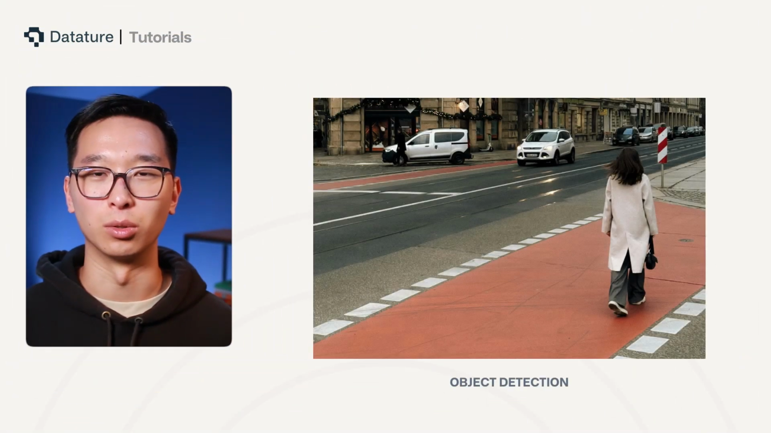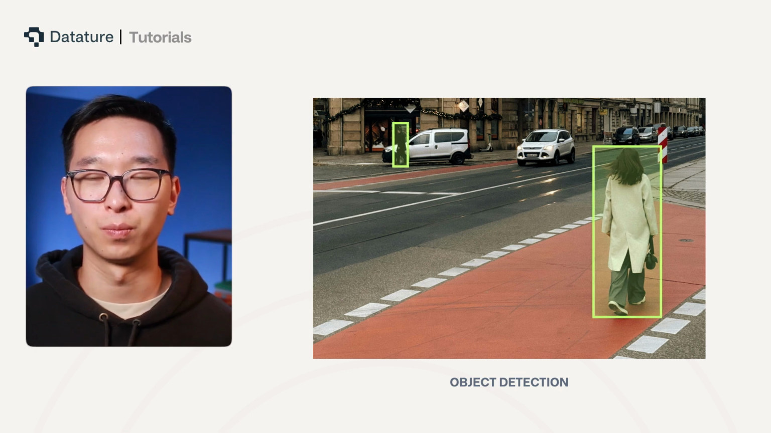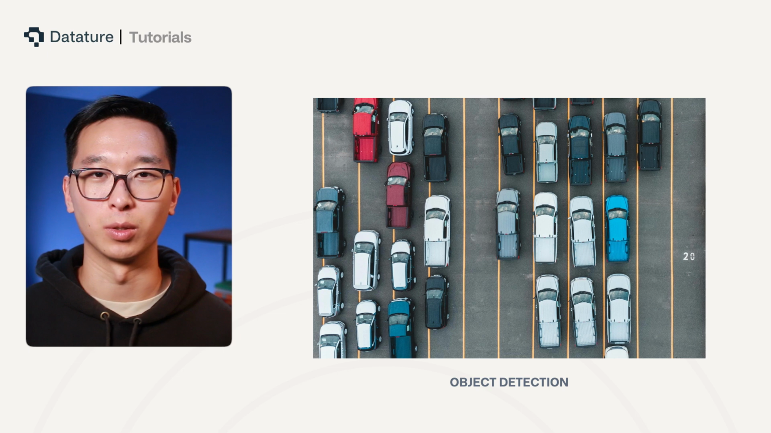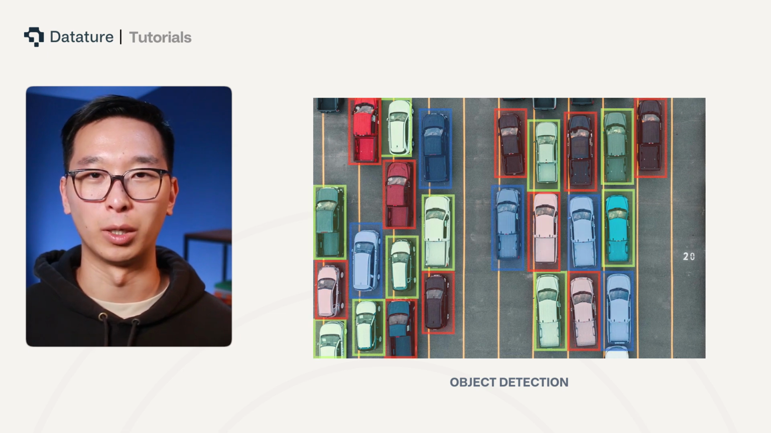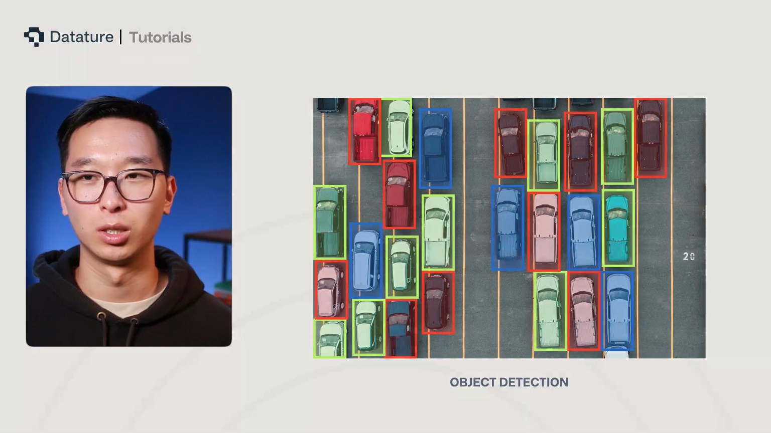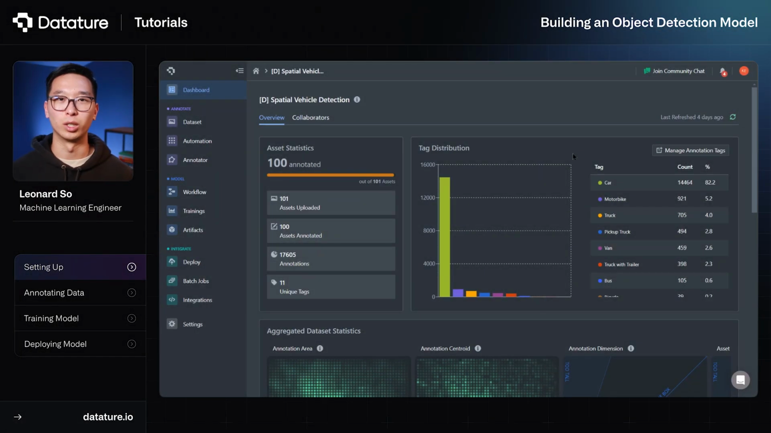Today we're going to be talking about how to train an object detection model. In general, object detection models are used to predict bounding boxes around objects of interest in an image. In our case, we want to detect various types of vehicles and put bounding boxes around each of these vehicles within an image. To get started with training an object detection model, we'll first want to upload our visual assets.